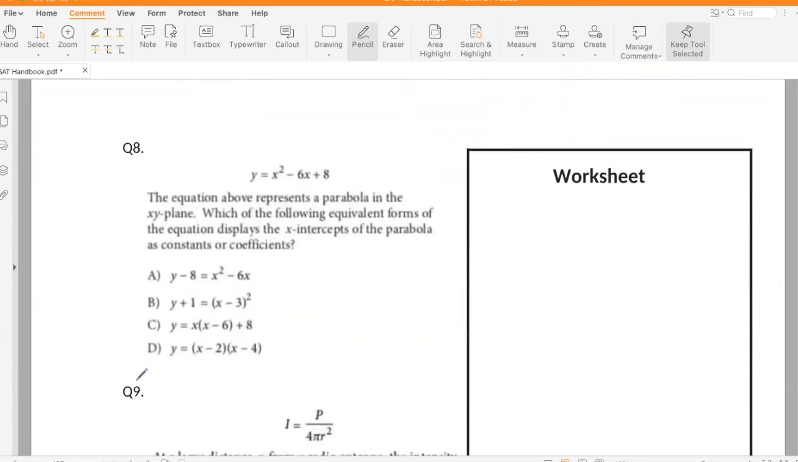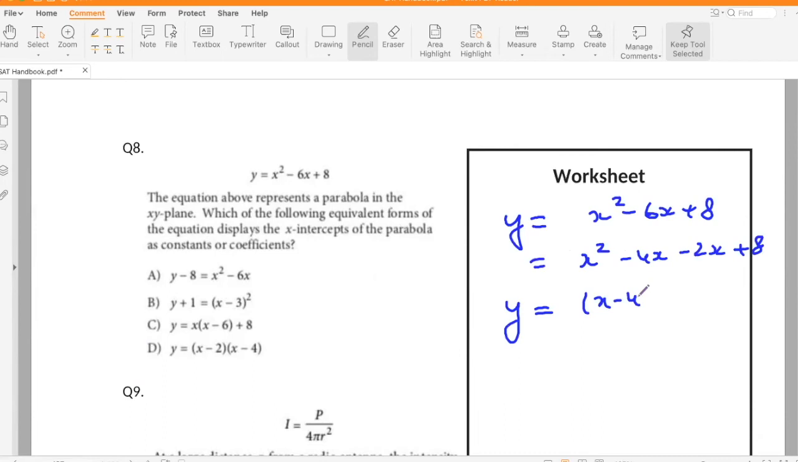The equation above represents a parabola in the xy plane. Which of the following equivalent forms of the equation displays the x-intercepts of the parabola? So we need to convert it into factor form. So x squared minus 6x plus 8. So x squared minus 4x minus 2x plus 8. So y is x minus 4 times x minus 2. So 4 and 2, those are the x-intercepts. So option D.